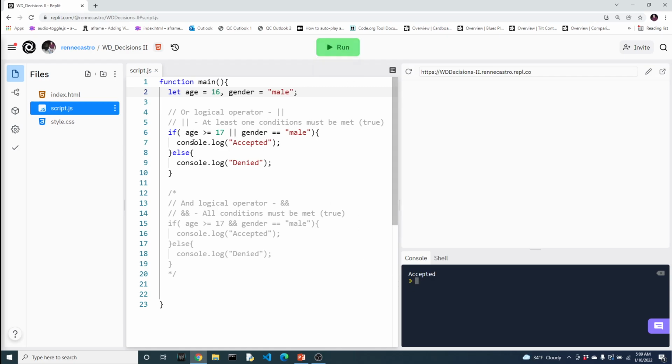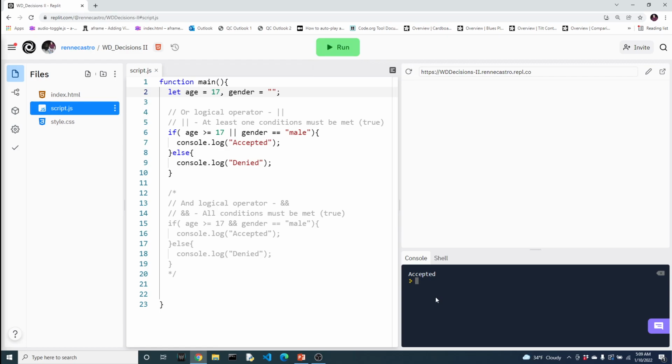Let's see how that plays out in our decision. So you'll see that the person is accepted. Well, the left side of our condition is not true, in the sense that the person is not older than 17, but they are a male. Remember, that's how the or works. It's one or the other or possibly both. So let's put this back to 17, and let's go back to that other scenario that the person just doesn't enter in a gender.